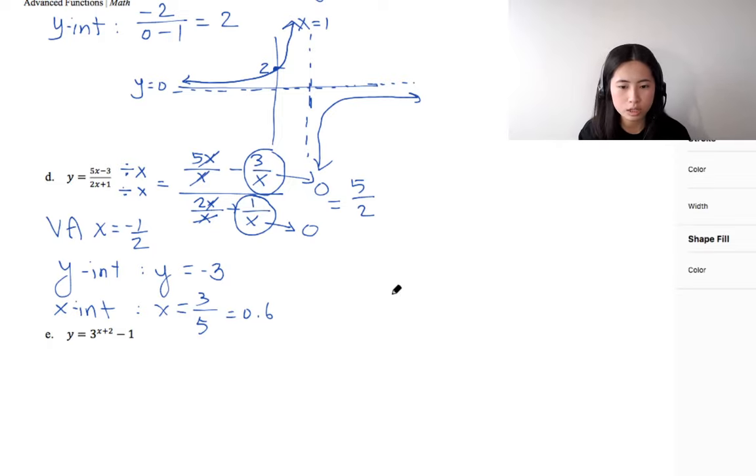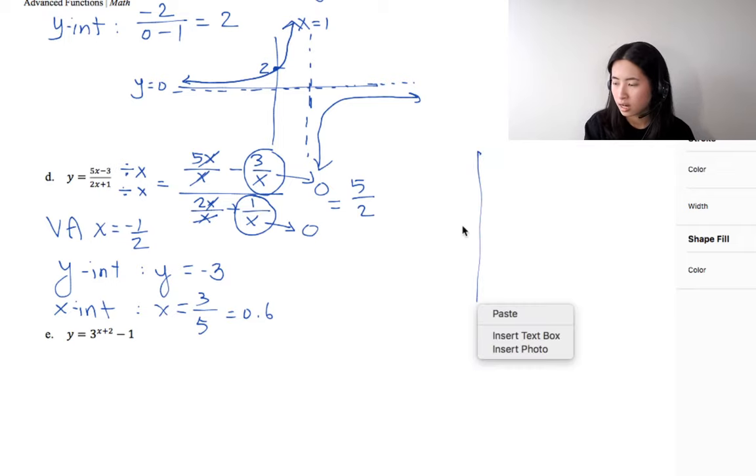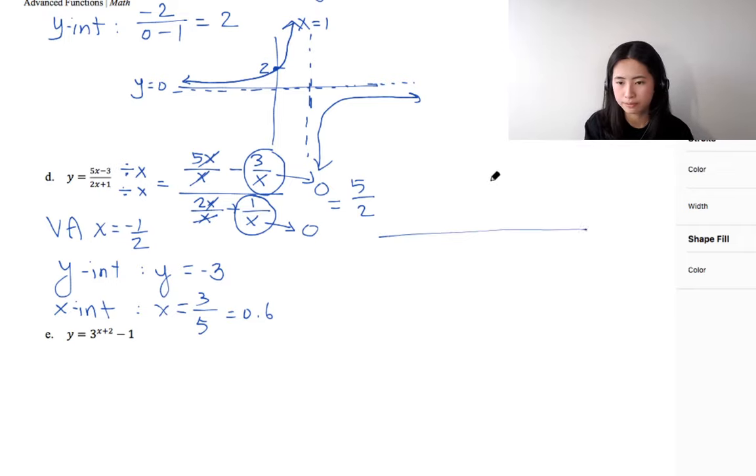Okay, let's try to graph this. So we have your horizontal asymptote, vertical asymptote, x-intercept, and y-intercept. So now we're ready to graph this. Here is our graph. Okay, vertical asymptote is... Oh, and make sure this is your horizontal asymptote, which is 5 divided by 2, and that's equal to 2.5.